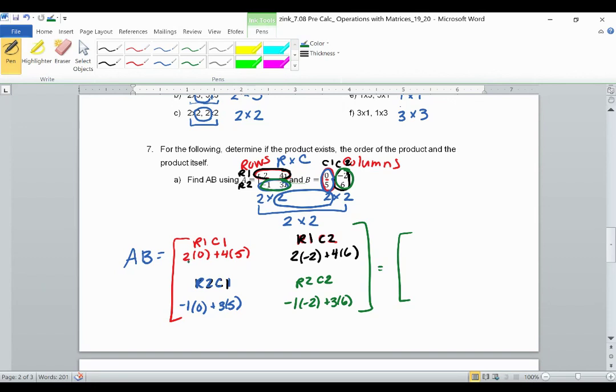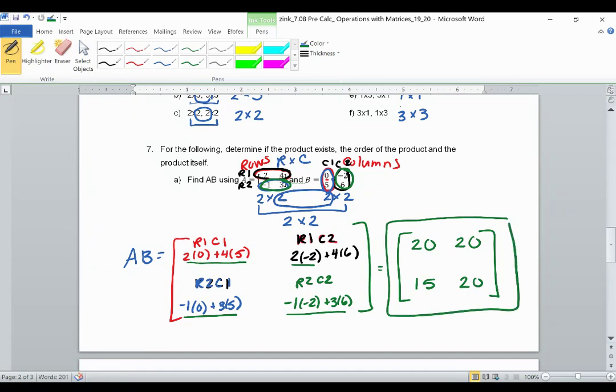Okay, now we're just going to add and multiply together to simplify to get our final matrix. So we have 2 times 0 is 0, plus 4 times 5 is 20. 0 and 20 is 20. Then we have 2 times negative 2 is negative 4, plus 4 times 6 is 24. 24 minus 4 is 20. Then we have 0 plus 15 gives us 15. And then we have 2 plus 18 gives us 20. So lots of 20s here. Final answer.